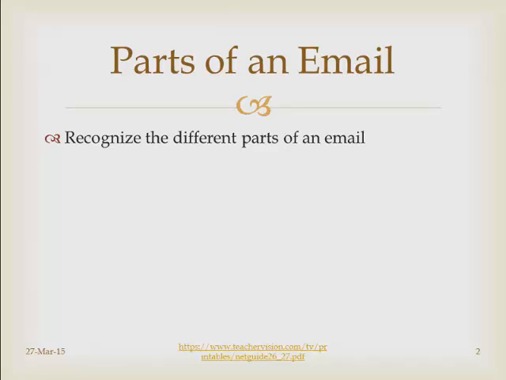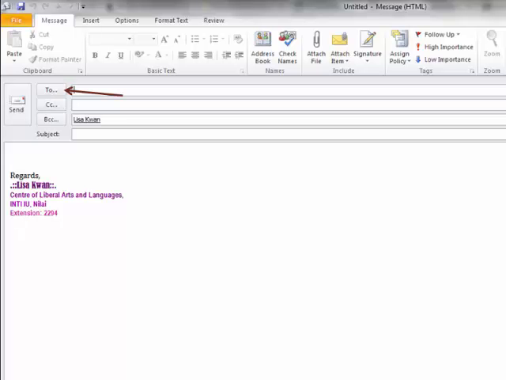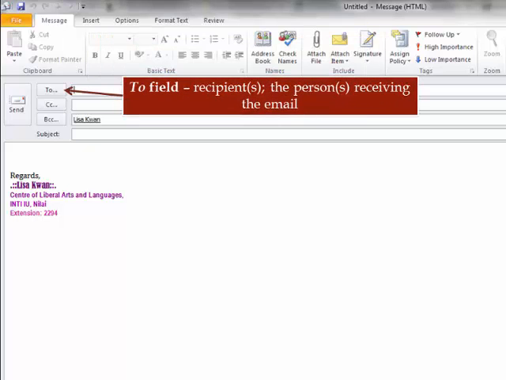First of all, we're going to go into the parts of an email, which I believe you guys are very familiar with, but let's just go through them just in case some of you may not know, or you may learn something you didn't know before. So first of all, you have the to field. Anyone know what goes into the to field in an email? Oh yeah, that's right. The to field is where you write the recipient's email or the person who is receiving the email.